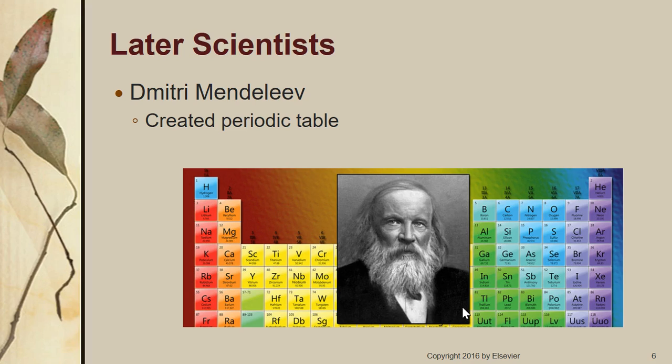This is very similar to what we still carry today, but you need to understand that when he did it, there weren't as many elements out there. He presented this first table, it didn't look like that, of course, in 1869 to the Russian Chemical Society.